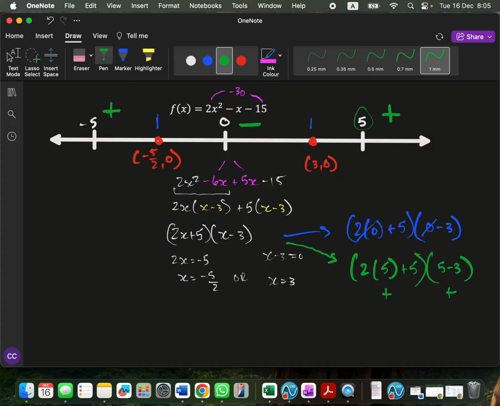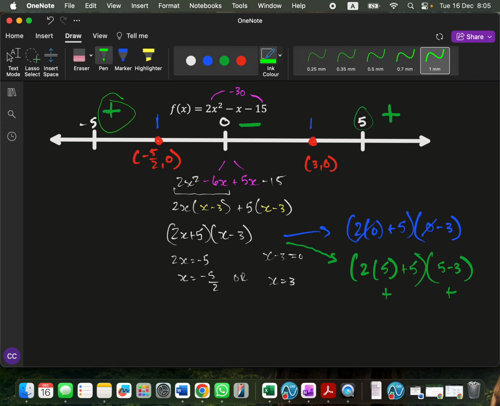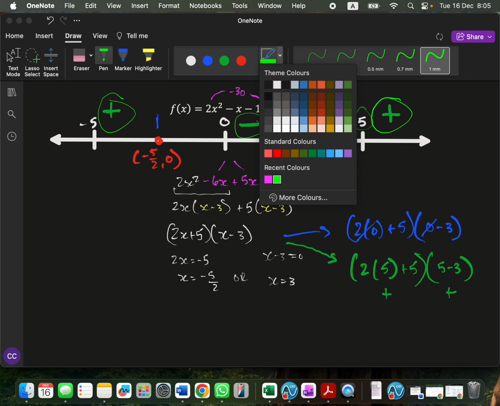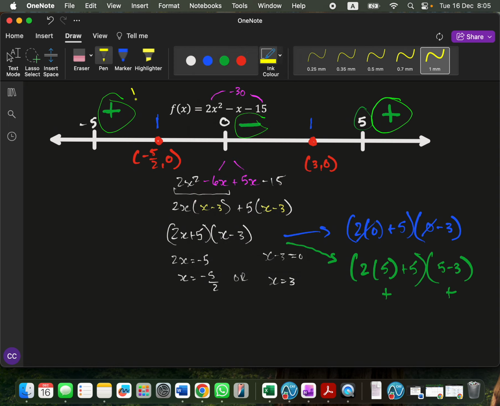So my sign diagram is quite literally just calling out where is this positive, where is it negative, and where does it cross the x-axis. So it just makes a real simple, easy way of doing that. And oftentimes we finish a sign diagram by just putting in a quick sketch.